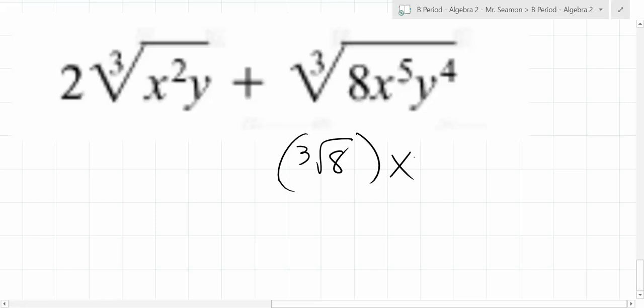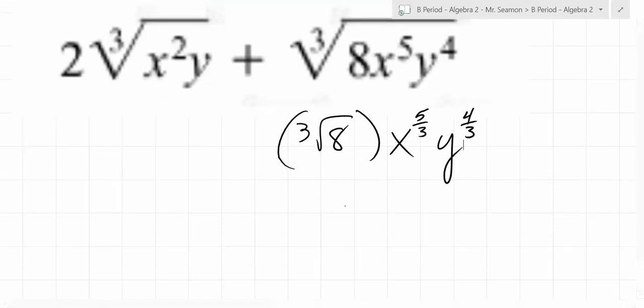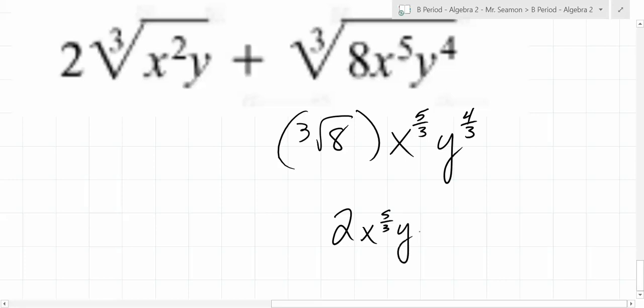This would be x. What power would you raise x to? It's x to the 5th to the 1/3. So what power is it? 5/3, and this is y to the 4/3. And you know the cube root of 8 is what? So you have 2x to the 5/3 and y to the 4/3. And what do you have over here? 2x to the what power?